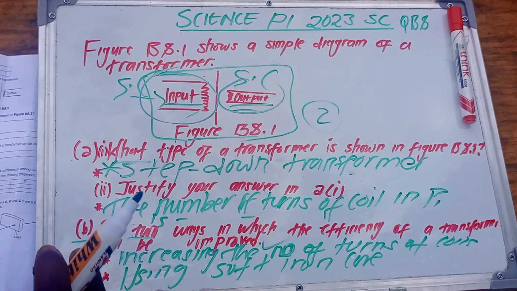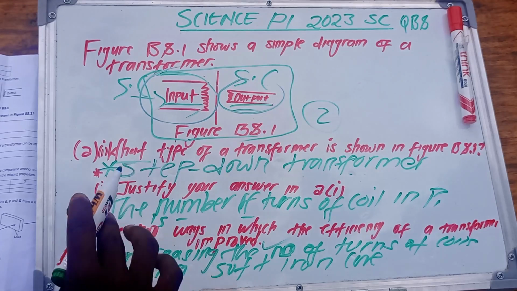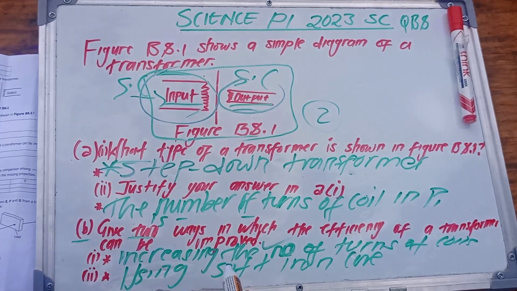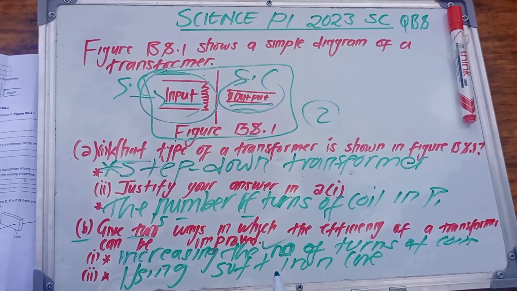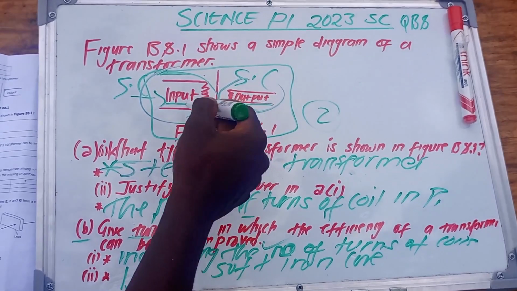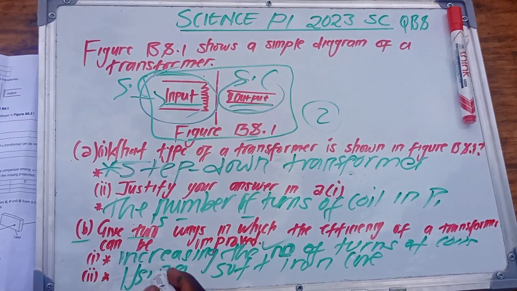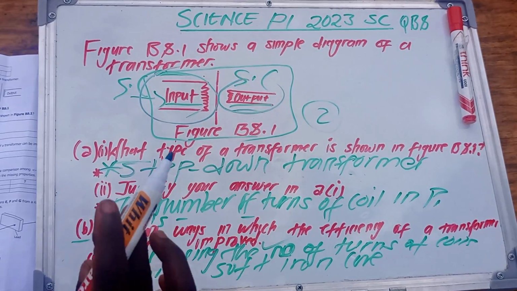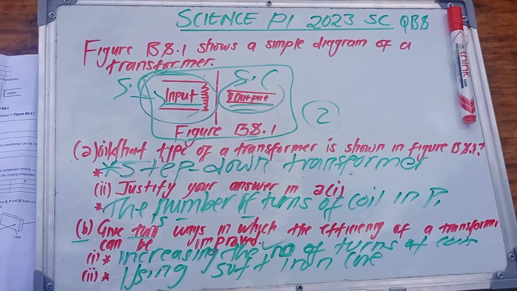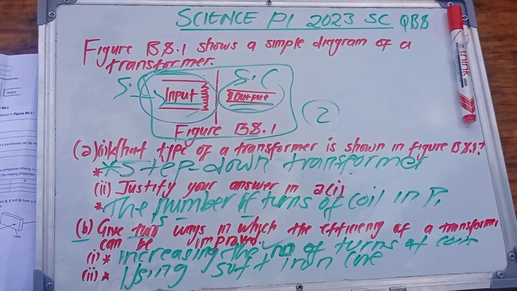Then the ways which we can use to improve the efficiency of the transformer are, number one, increasing the number of turns of coils. Then number two, we can improve the efficiency of the transformer by using the soft iron core. So those are the possible answers.